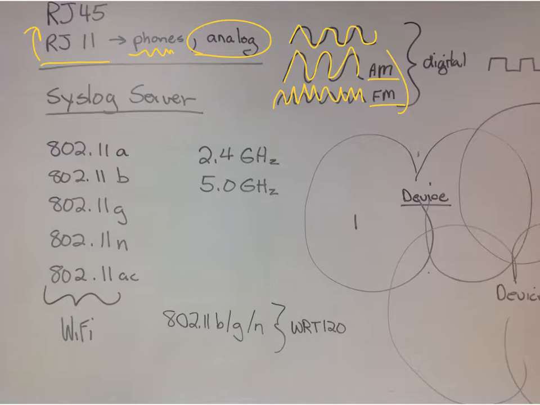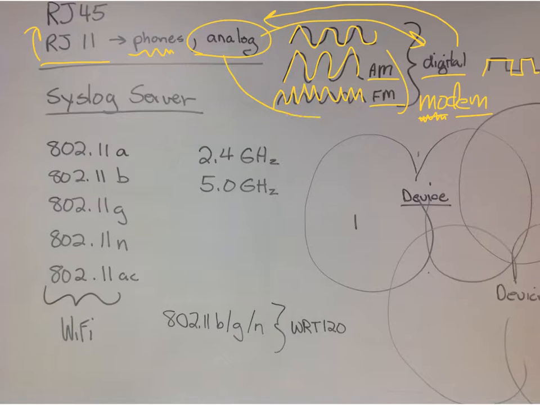So we need to take this analog signal and make it a digital signal, like this. What we used to do that was a modulator demodulator. So when it came from the computer and we had to send it across the phone line, we would modulate it, and then when it got on the other end, we had to change it back to digital, so we would demodulate it. Of course, these are the modulations.